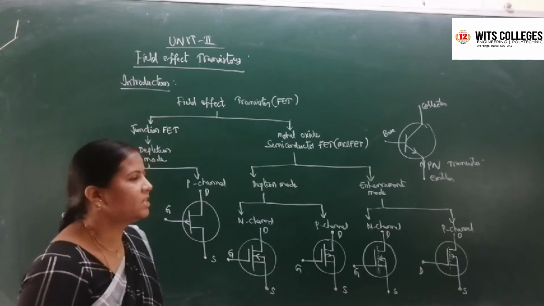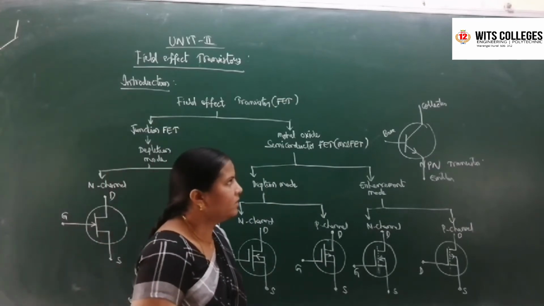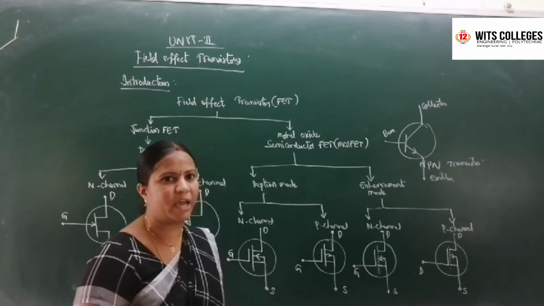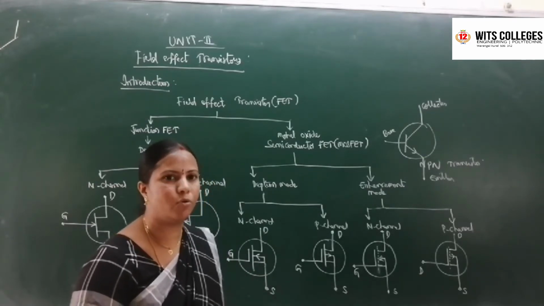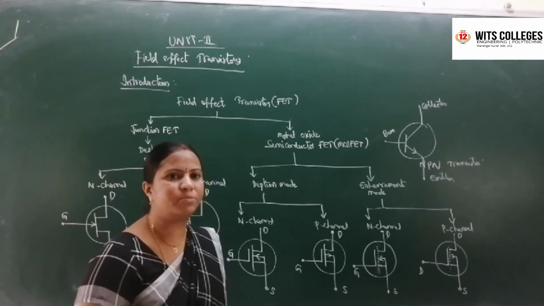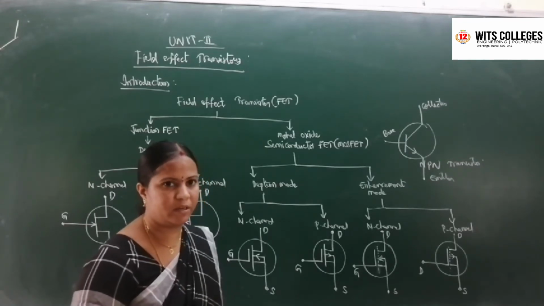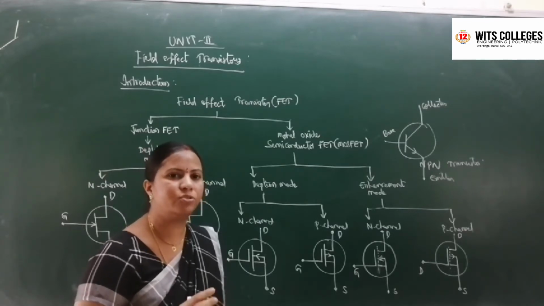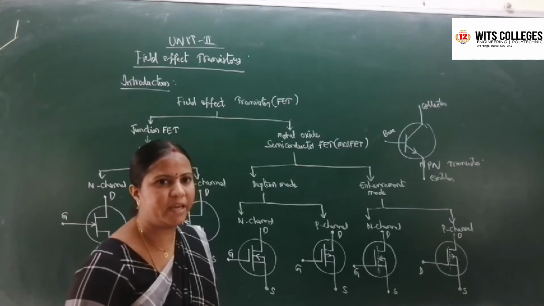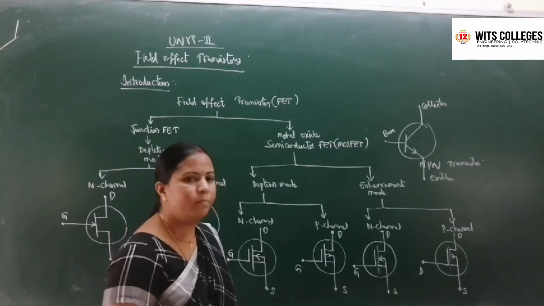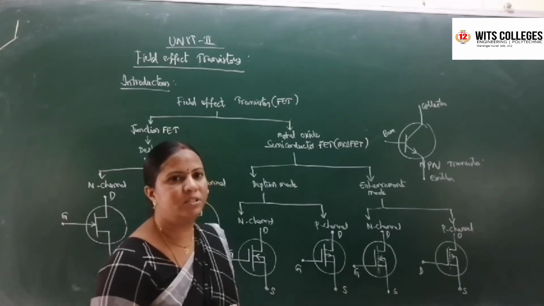In this NPN transistor, the current conduction takes place by both types of charge carriers, electrons and holes. That's why the transistor is named the bipolar junction transistor. So transistors are bipolar devices.